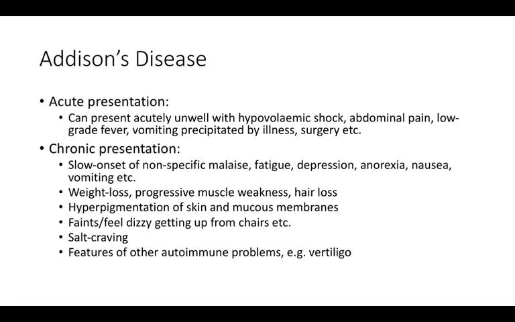In the chronic presentation, the patient may complain of non-specific symptoms including malaise, fatigue, depression, anorexia, and nausea and vomiting, which have come on over quite a long period of time. There's gradual loss of lean muscle with progressive weakness and hyperpigmentation of the skin and mucous membranes. In particular, individuals present with hyperpigmentation of the buccal mucosa and of the palmar creases. This is because of high ACTH levels, which also stimulate melanocyte receptors.